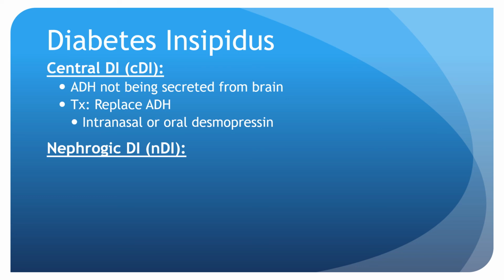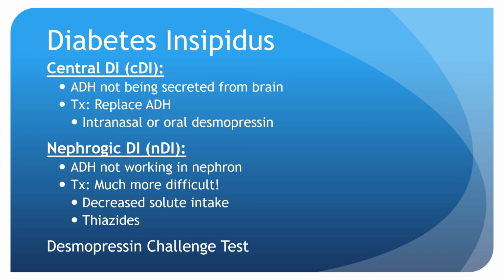However, nephrogenic diabetes insipidus is where the ADH is not working in the nephron. The treatment for this is actually much more difficult and usually done by a nephrologist, but it includes decreased solute intake and thiazides. You usually have to do a desmopressin challenge test to differentiate which type it is.